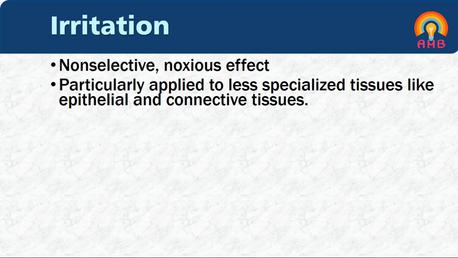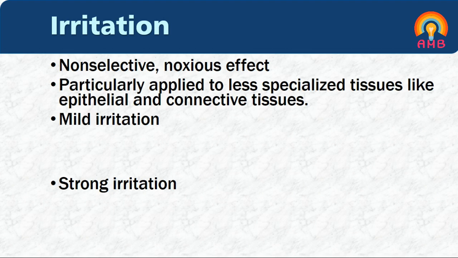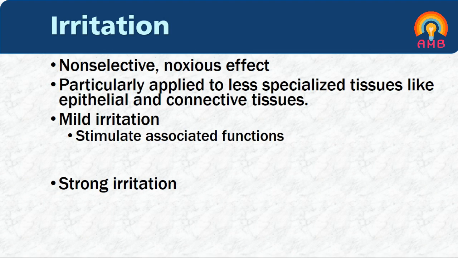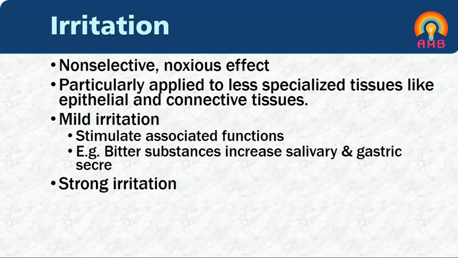And it is the noxious, unwanted effect on less specialized cells like epithelial tissue or connective tissue. That is called irritation. Irritation is of two types, mild irritation and strong irritation. Mild irritation may stimulate associated functions. For example, if bitter substances are administered by oral route, it increases salivary secretions and gastric secretions. So that is called mild irritation.